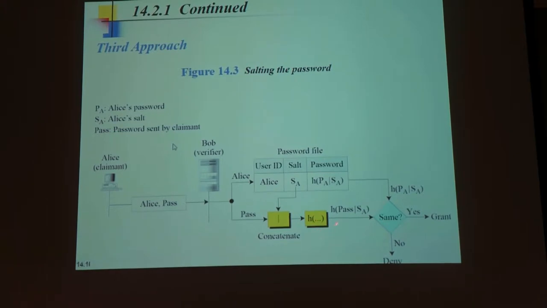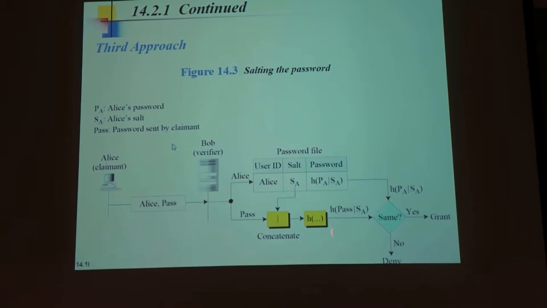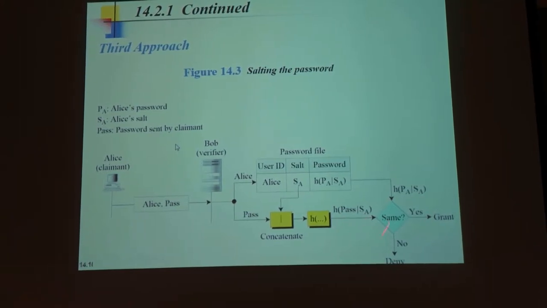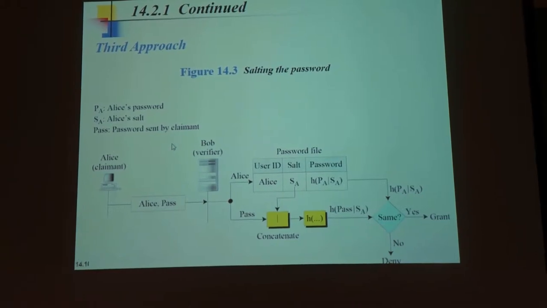So the hash function for the password with the salt. If they are the same, then you grant. If they are different, don't grant. All right. So the first one, no hashing. The second one with hashing. The third one, hashing with a salt, which is the random number.